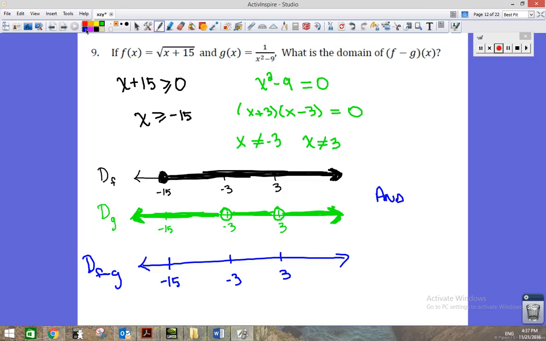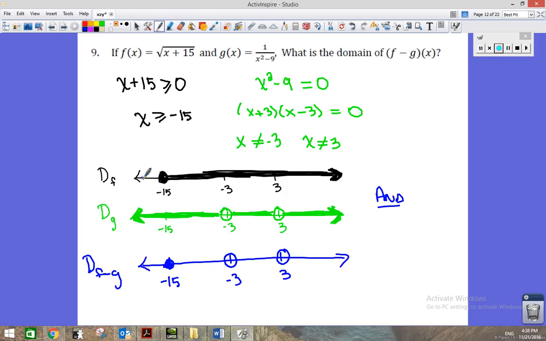So now we have to decide what to shade or what not to shade. Negative 15 is in the domain of f. Negative 15 is also in the domain of g. If you're in the domain of f and you're in the domain of g, you're in the domain of the intersection, the domain of f minus g. Now negative 3 is in the domain of f, but negative 3 is not in the domain of g, so it will not be in the intersection. And although positive 3 is in the domain of f, positive 3 is not in the domain of g, so it will not be in the intersection.